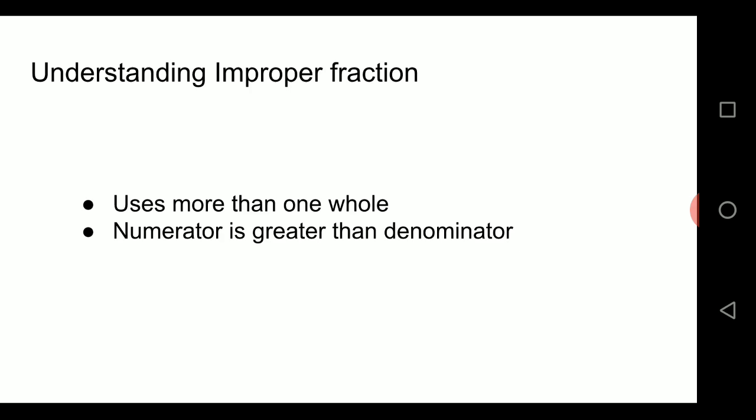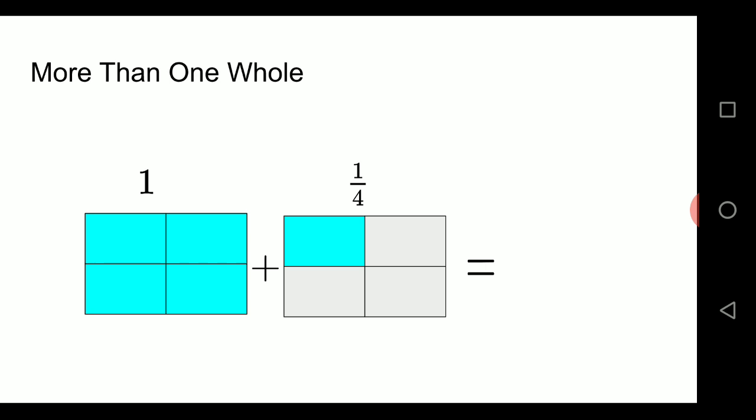Now, based on that, let's understand the improper fraction. What is an improper fraction? There are two characteristics of an improper fraction. First, it uses more than one whole. So far we've seen just one whole, but in an improper fraction we have more than one whole. And second, the numerator is always greater than the denominator. Let's see what I mean.